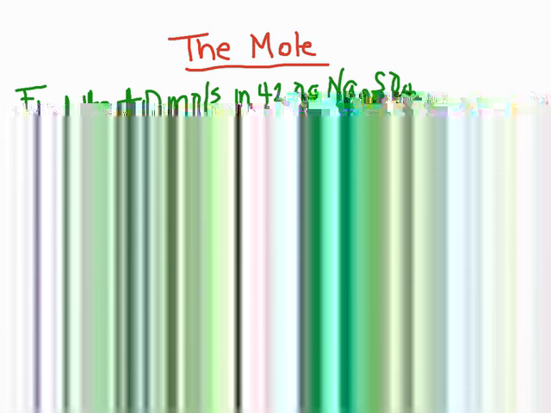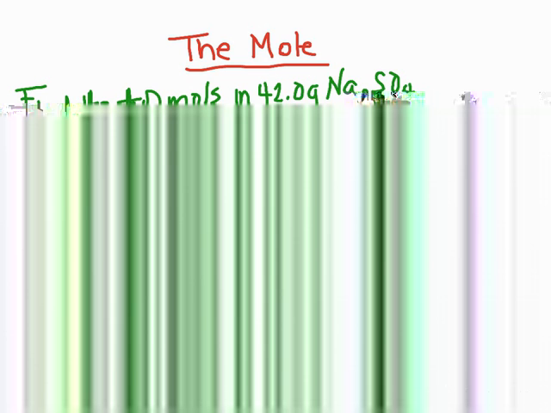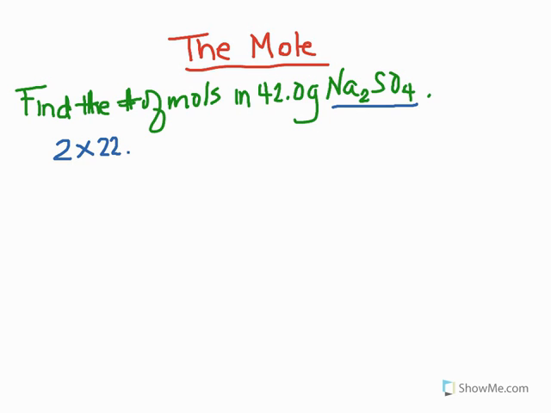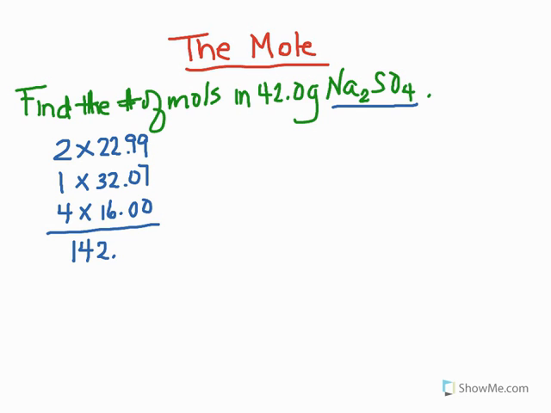So we've got sodium sulfate. I have 2 sodiums. So if I look in the periodic table, I see that the molar mass of sodium is 22.99. And I've got 1 sulfur. And so 1 sulfur has a mass of 32.07. And I've got 4 oxygens, each at 16. I'm going to sum those up, and I get a molar mass of 142.05 grams of sodium sulfate in 1 mole, if I have 1 mole.